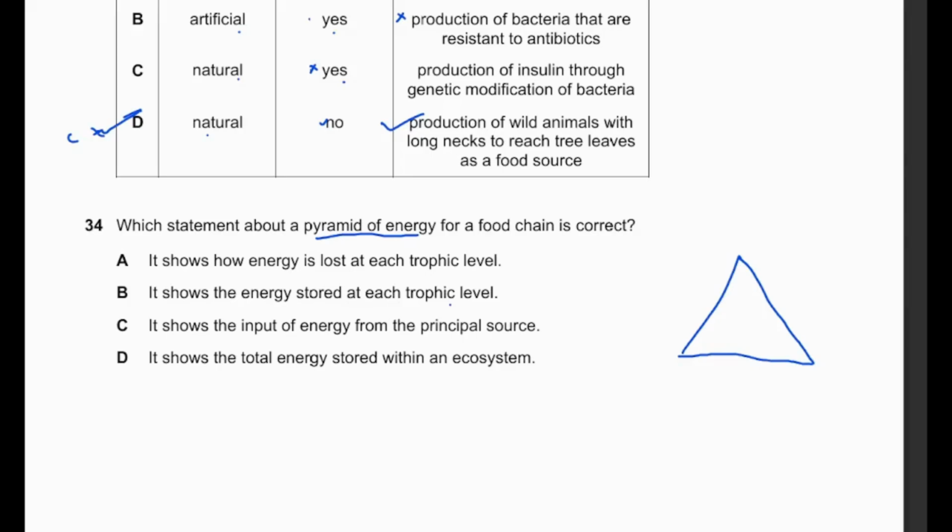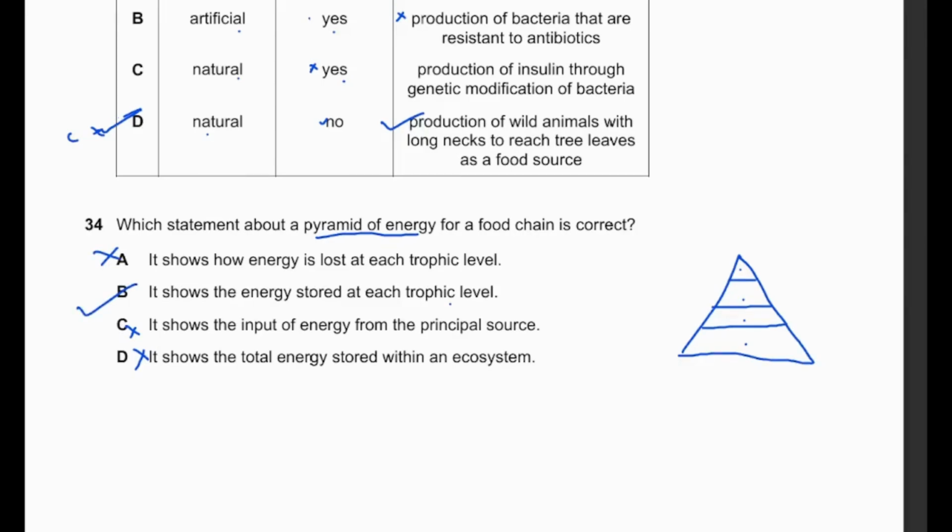Now, it shows the total energy stored? No. It shows input of energy? No. It shows energy stored at each trophic level. Does it show like this? You will see the ratio is changing. Producers, then primary consumer, secondary and tertiary. This is basically showing the energy stored at each trophic level. So B is the correct option here.